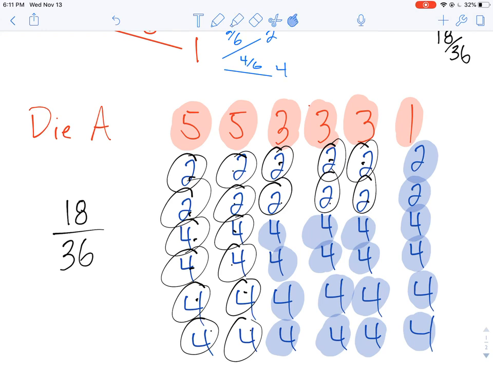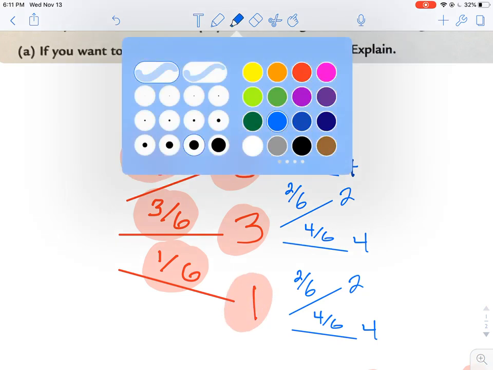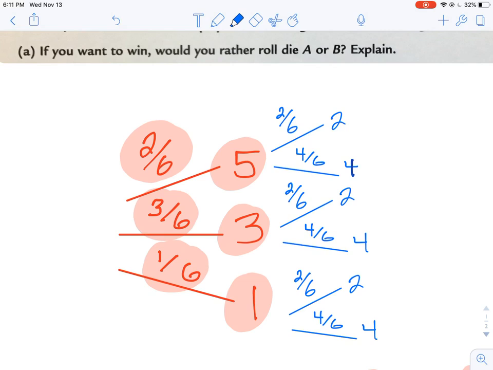The other way I did this, I created a tree diagram. You know I like to go with tree diagrams. Again, I went with red being die A: a 2 out of 6 chance I get a 5, 3 out of 6 chance I get a 3, 1 out of 6 chance I get a 1. And then I used the blue to represent all possibilities I could get with die B. So if I roll a 5 with die A, there's a 2 out of 6 chance that die B gets a 2, and a 4 out of 6 chance to get a 4. And I just kept this going for every possible roll.